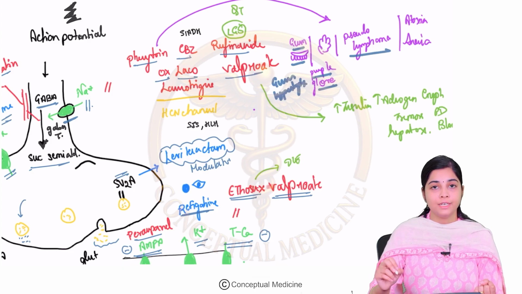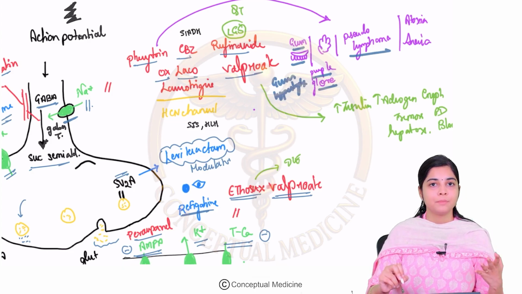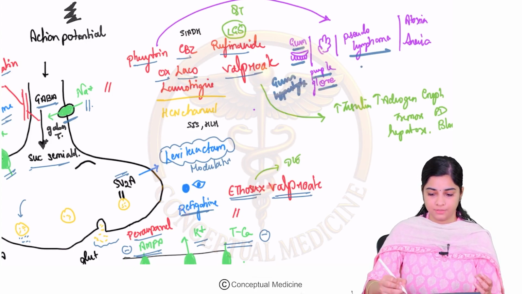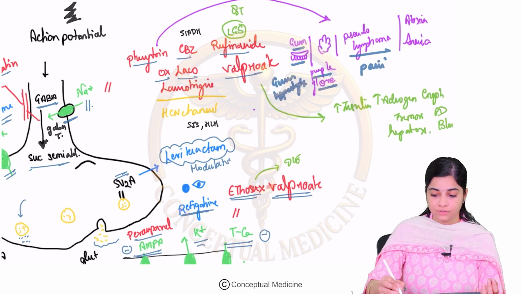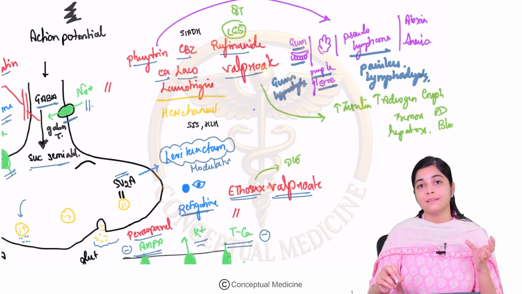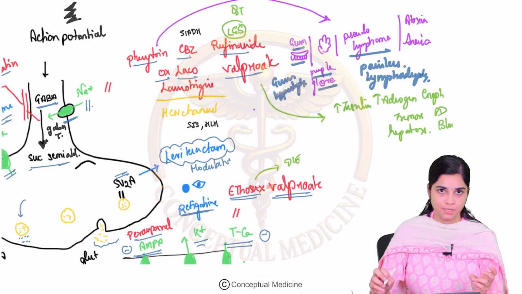Okay, then phenytoin can cause lymphadenopathy in the long run, which mimics a lymphoma because it can cause painless generalized lymphadenopathy. So this lymphoma, which is caused by phenytoin, is characterized by painless generalized lymphadenopathy, and hence it is called pseudo-lymphoma, a lymphoma-like appearance.